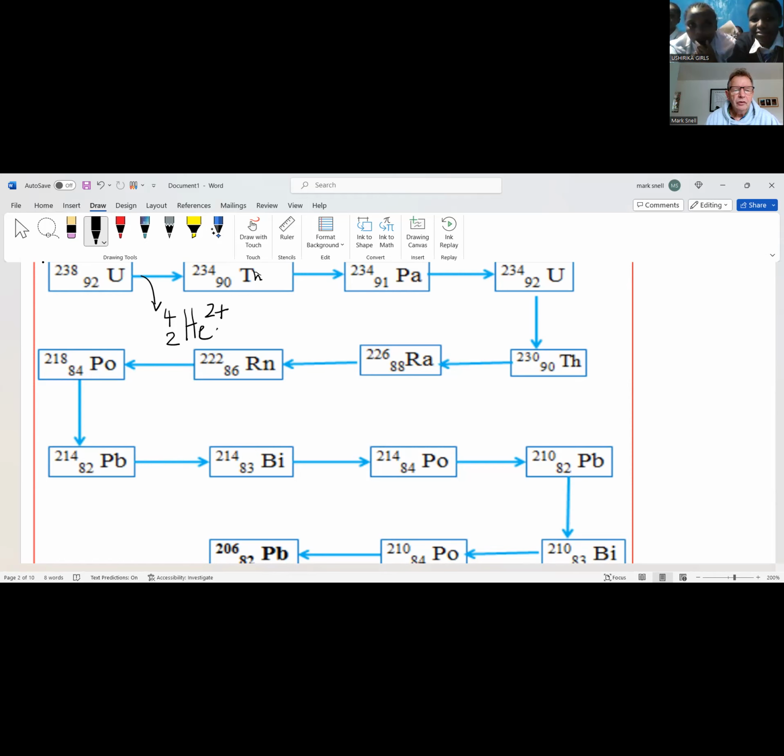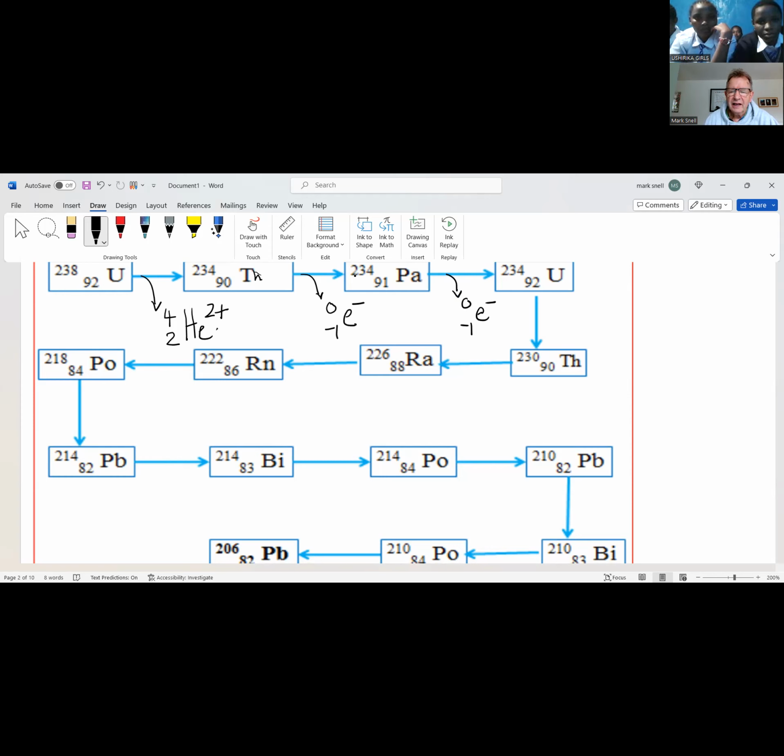In the next one, 234 goes to 234. So the thing which is lost is 0 at the top, but 90 goes to 91. That means the thing at the bottom must be -1. And that means it's an electron or a beta particle. In the next one, 234 goes to 234, and 91 goes to 92. So again, it's 0 and -1, which means it's an electron.